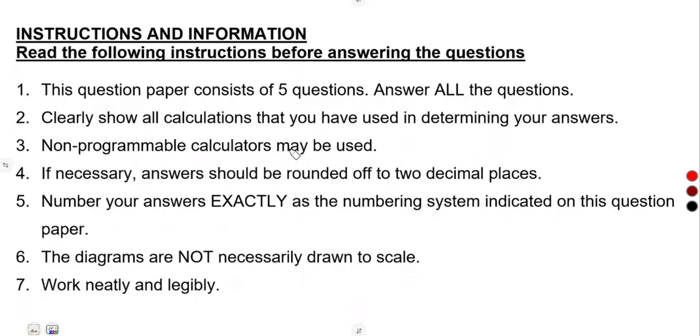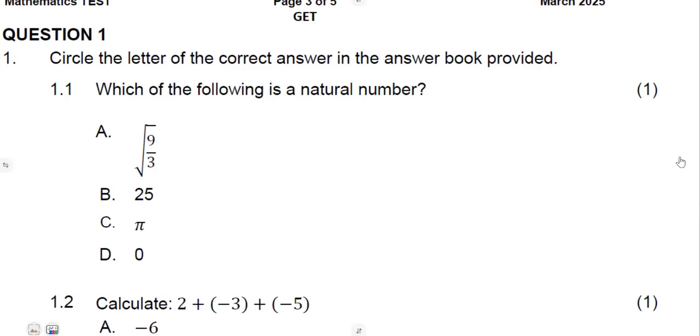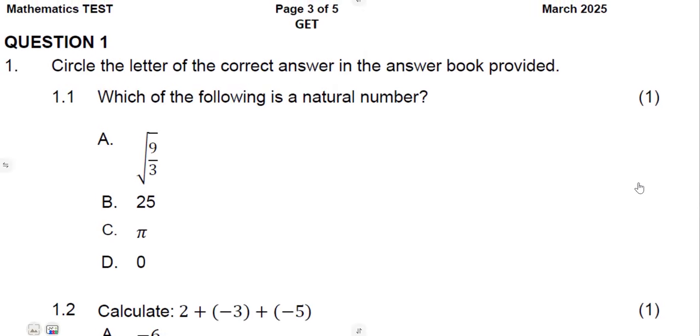So read your instructions before answering the questions. Read everything that you're given, especially that your answers should be rounded off to 2 decimal places. Make sure you understand the question before answering. Question one, we are given on number one, circle the letter of the correct answer in the answer book provided.